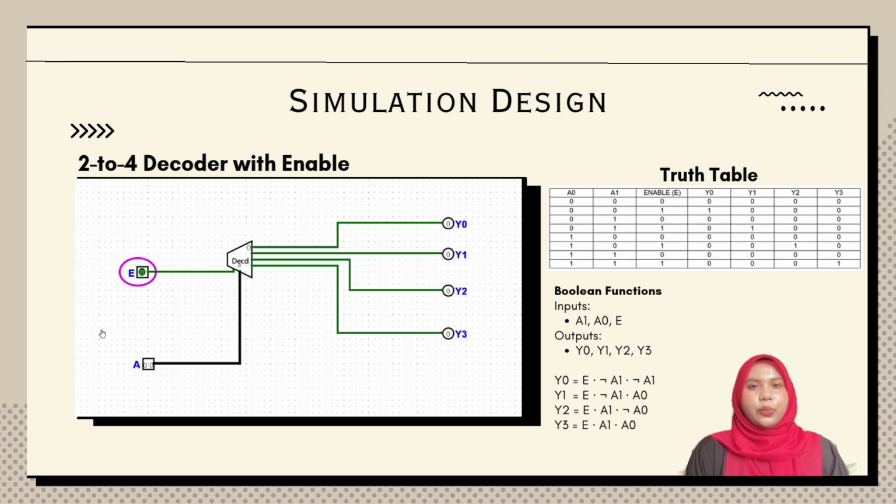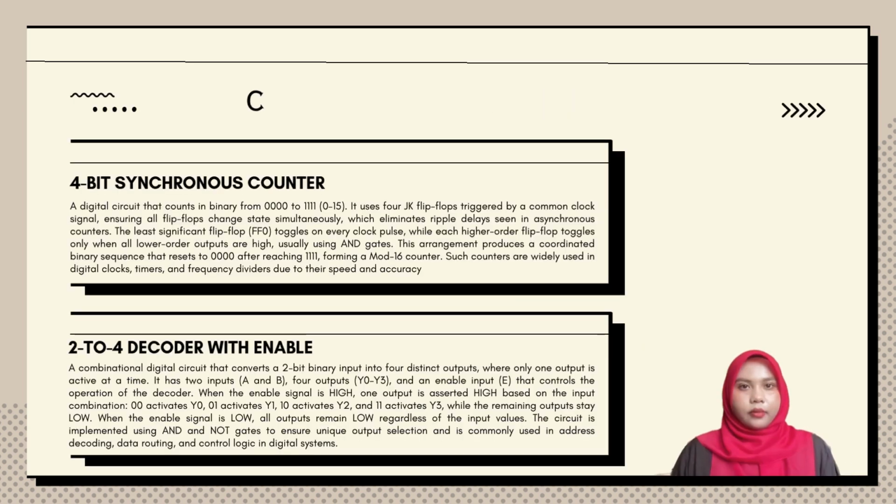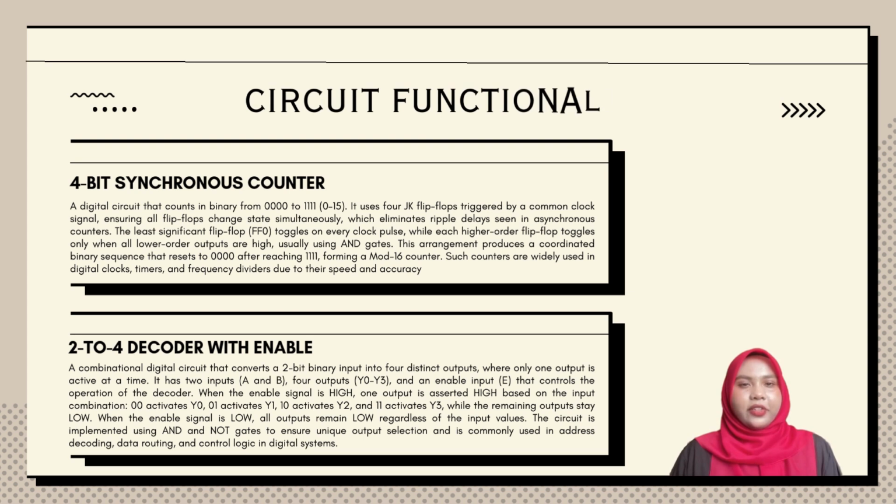From the truth table, we can see that only one output is high for each valid input combination when the decoder is enabled. This matches the expected behavior of a 2 to 4 decoder with enable and confirms that the circuit operates correctly. Next, I continue with circuit functionality.